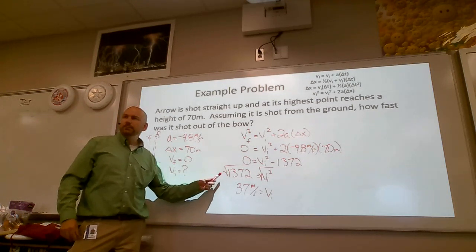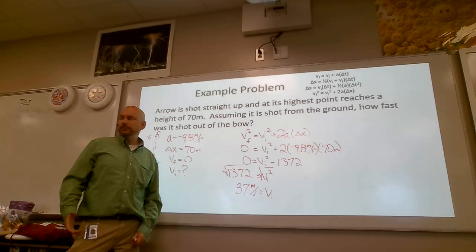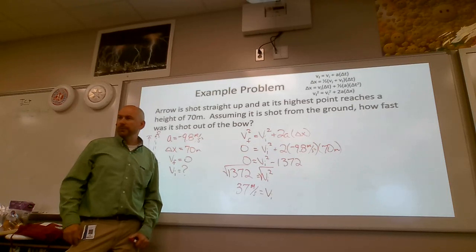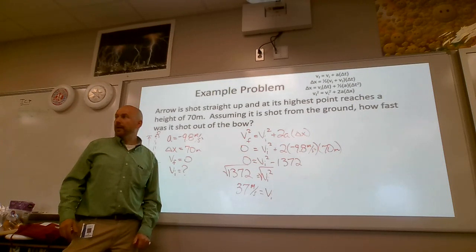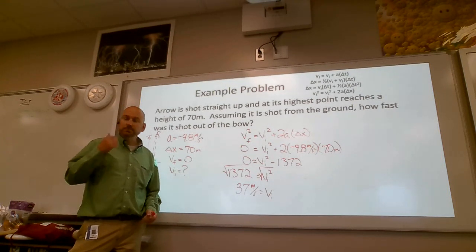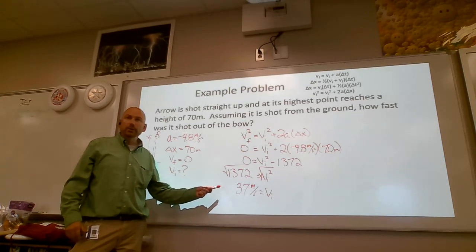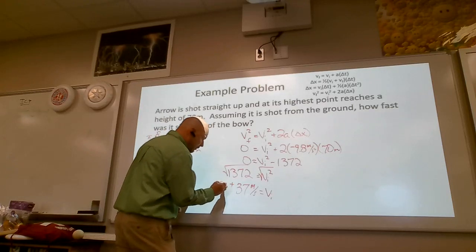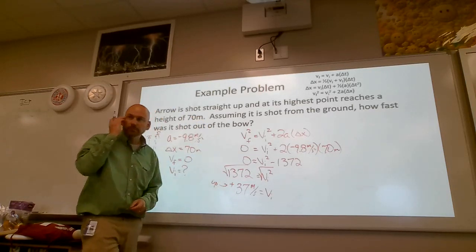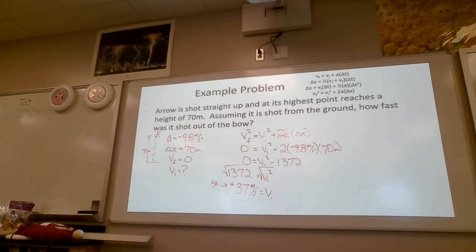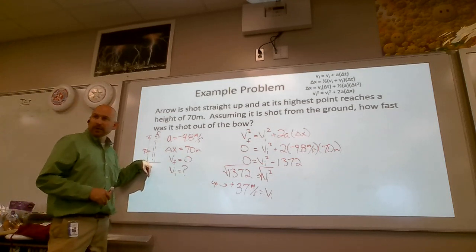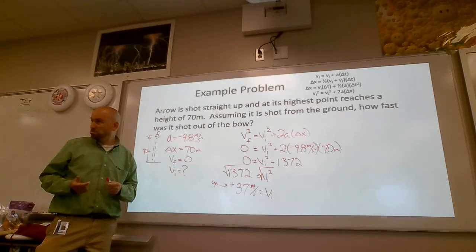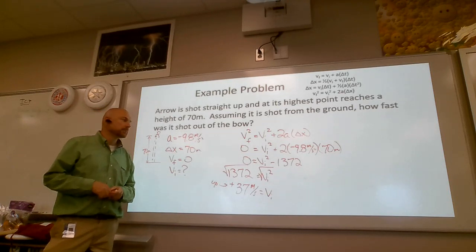So when I take the square root in math class, technically what are we doing? What's the answer in math class? Plus or minus. Okay. That has significance in physics. Which one are we going to choose, the plus or the minus? Why plus? It's going upward initially. That makes sense? Okay. And on the way back down, it'd be going negative 37 meters a second. See how that works?